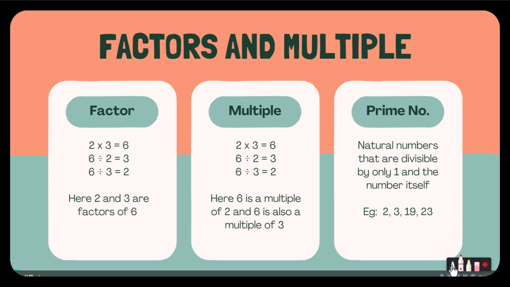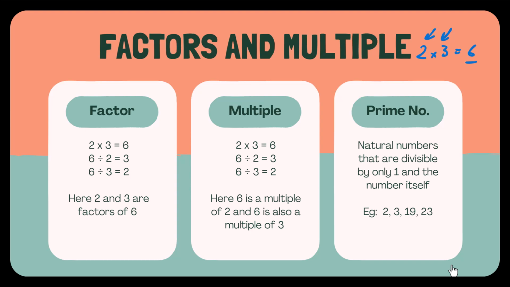Okay, so when we have 2 into 3, 2 into 3 is equal to 6, right? So what are my factors? To get 6, what are the factors? The factors of 6 are 2 and 3. So 2 and 3 are the factors of 6, right? What is a multiple?